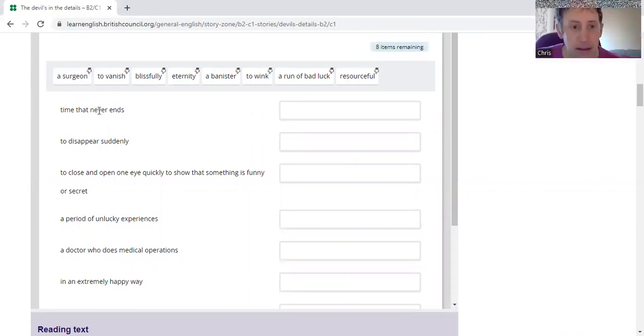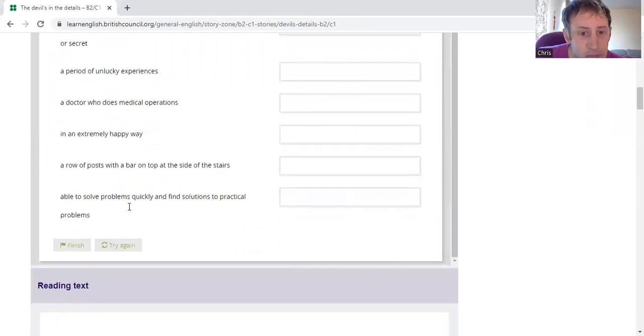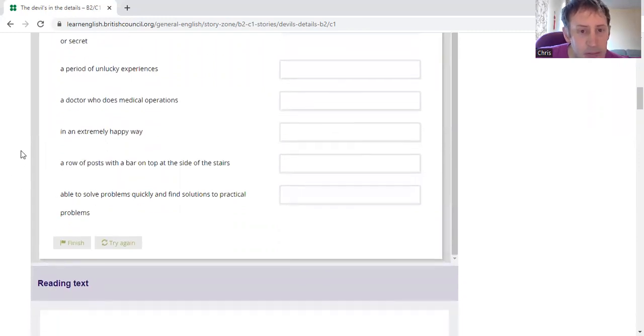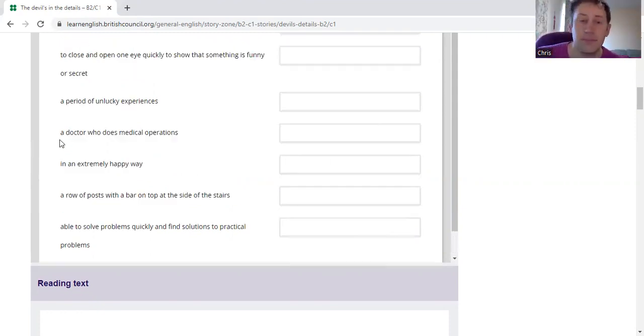Let's have a look then. Time that never ends, to disappear suddenly, to close and open one eye quickly, to show that something is funny or secret. A period of unlucky experiences, that would be my life. A doctor who does medical operations, something in an extremely happy way. A row of posts with a bar on top at the side of the stairs. Able to solve problems quickly and find solutions to practical problems.